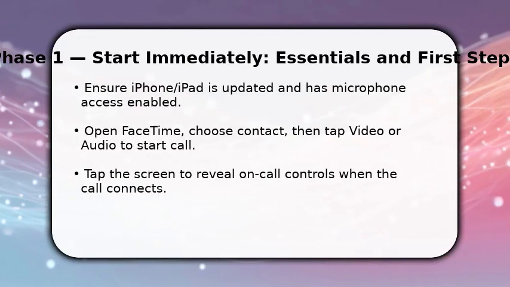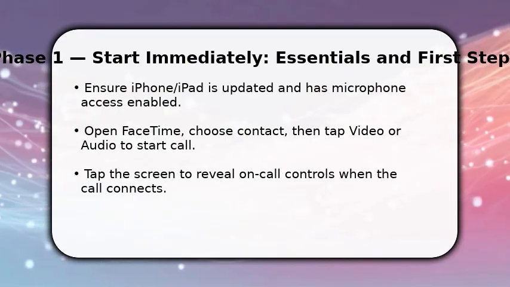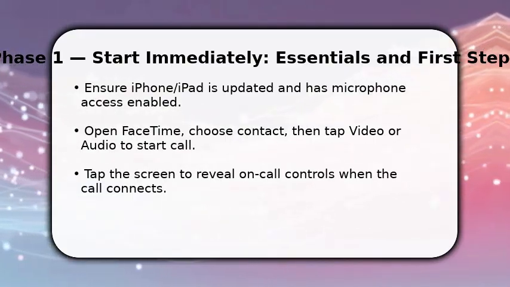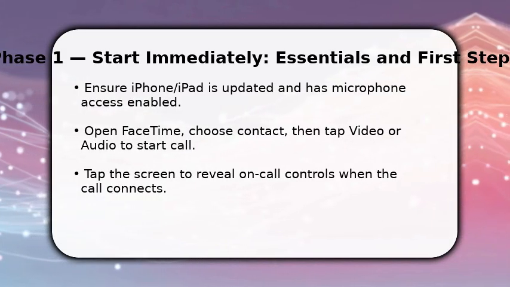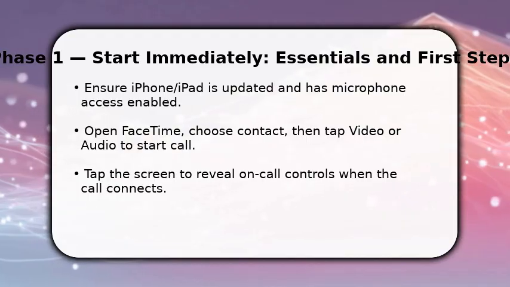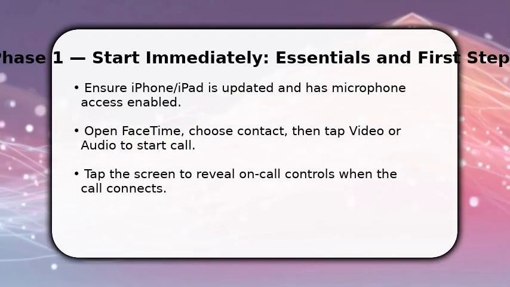You're starting now. Open FaceTime and place or accept the call. Make sure you've granted microphone access in settings so mute works correctly. Once the call connects, tap the screen to reveal the call controls. This is where you act. Look for the microphone icon.